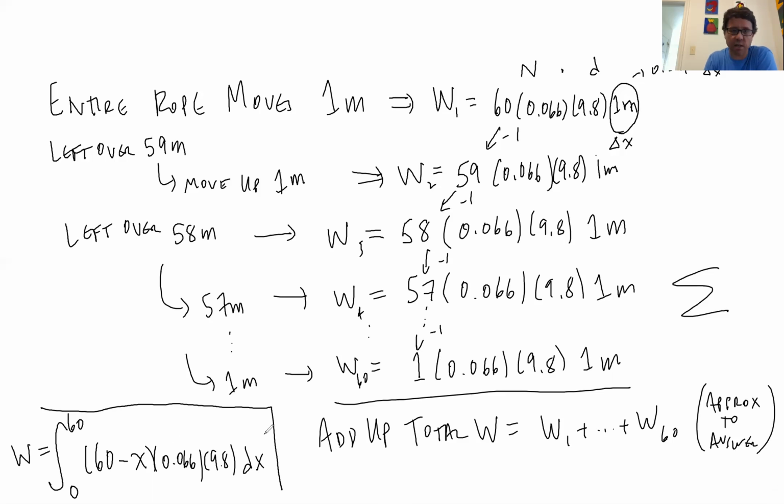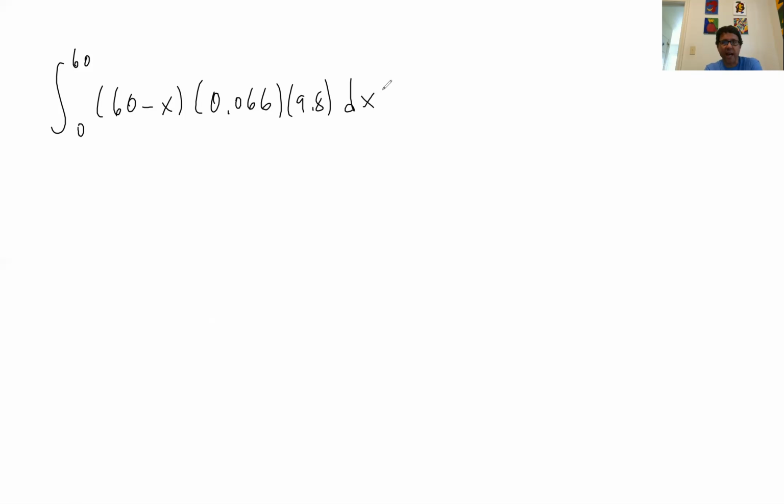That is the formula. If you want to do it for completion's sake, this looks like: integral from 0 to 60 of (60 minus x) times 0.066 times 9.8 dx. And if you work that out, it's a really easy integral. I think you can do that. But if you wanted to confirm your answer was correct, it turns out to be 1,164.24 joules. I think that's an exact answer if you use 9.8.